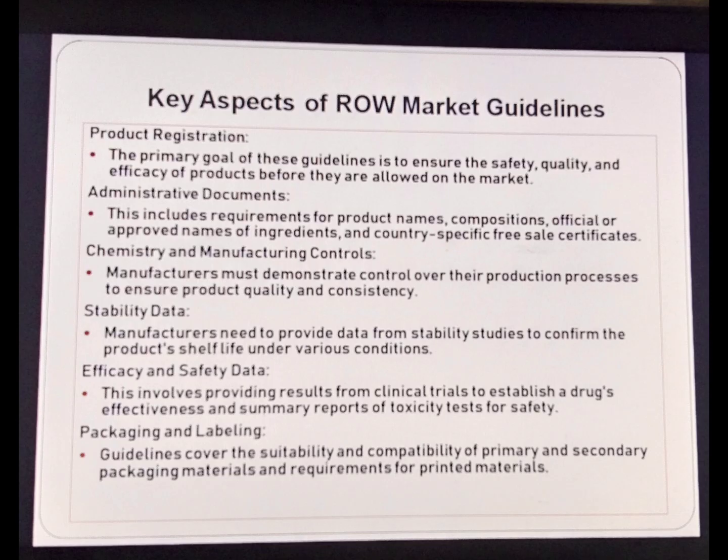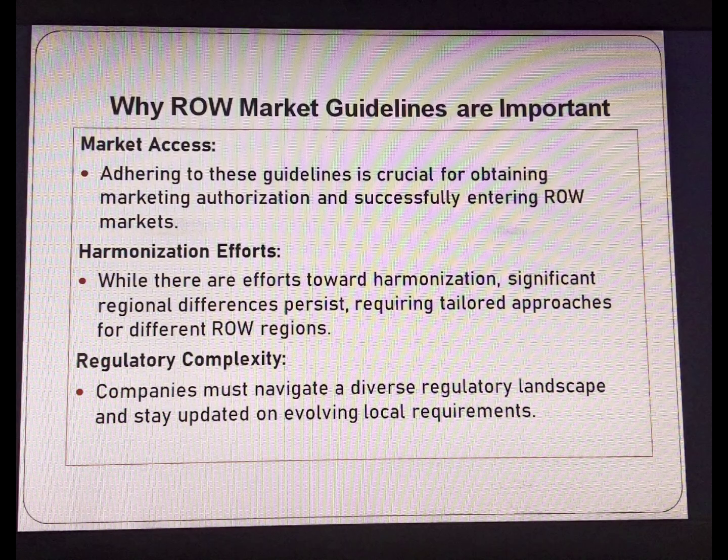Efficacy and safety data. This involves providing results from clinical trials to establish a drug's effectiveness and summary reports of toxicity tests for safety. Packaging and labeling. Guidelines cover the suitability and compatibility of primary and secondary packaging materials and requirements for printed material. Why are ROW market guidelines important? Market access. Adhering to these guidelines is crucial for obtaining marketing authorization and successfully entering ROW markets. Harmonization efforts. While there are efforts toward harmonization, significant regional differences persist, requiring a tailored approach for different ROW regions. Regulatory complexity. Companies must navigate a diverse regulatory landscape and stay updated on evolving local requirements.